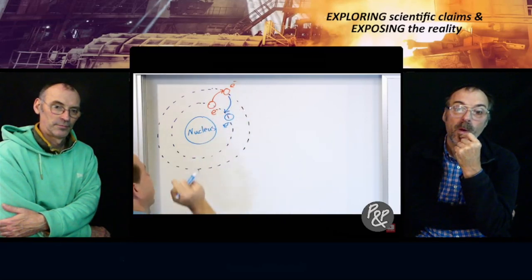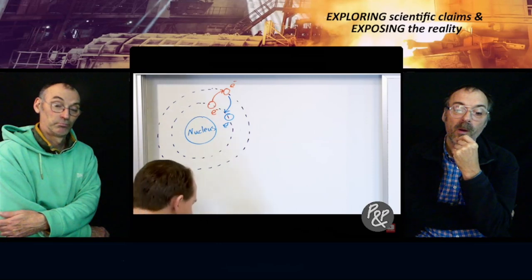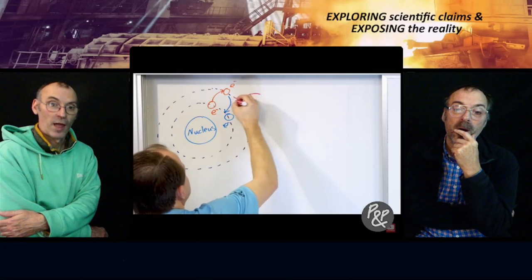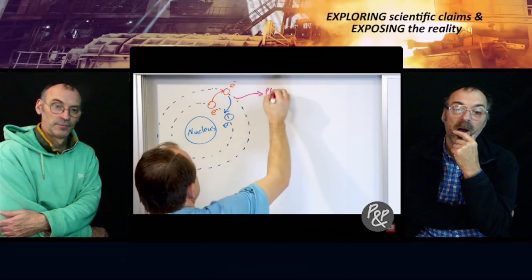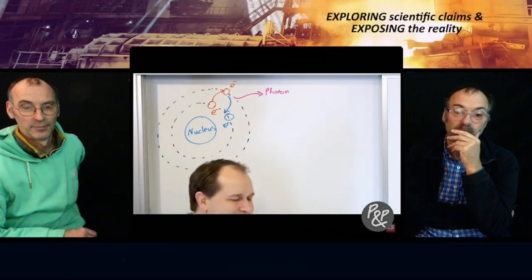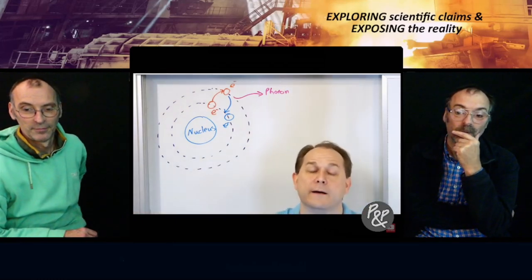But when this process of going to a lower energy state happens, then what happens? A photon is released. So this is a photon released. And a photon is just a packet of light, and light is a packet of electromagnetic waves.